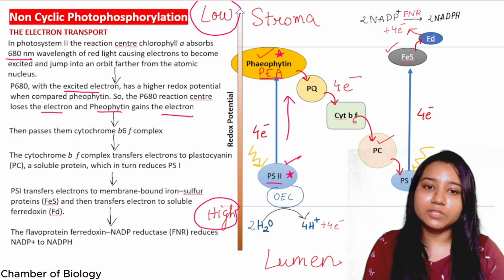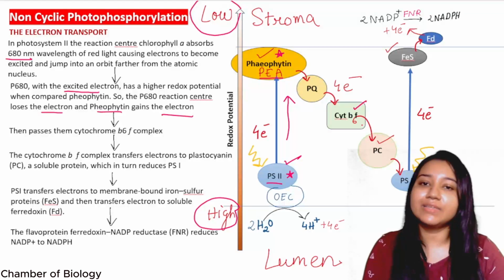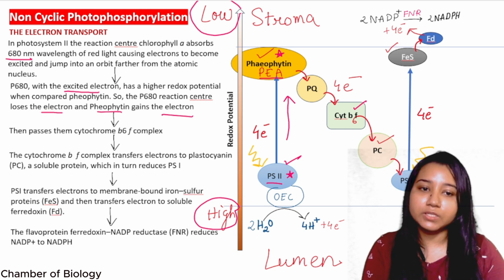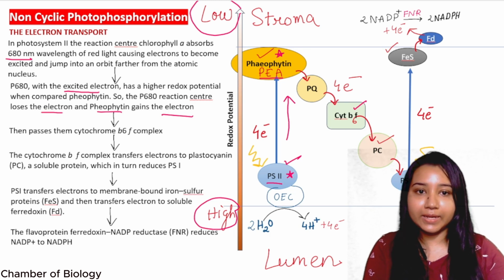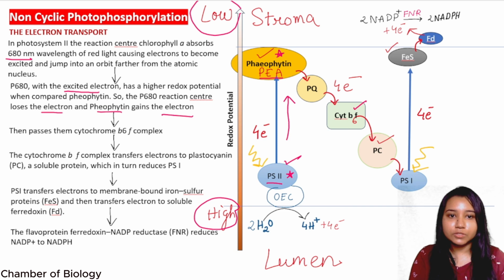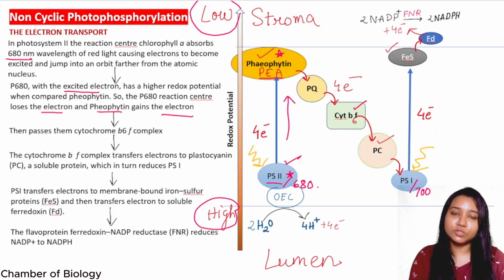After this, it is going to pass to the plastoquinone, which is a mobile electron carrier, and after that it is going to pass through the cytochrome b6f complex, then it is going to pass to plastocyanin, then it is going to pass to PS1. So PS1, we also know, is going to be excited, that is P700, right? So P680 is PS2 and PS1 is P700.